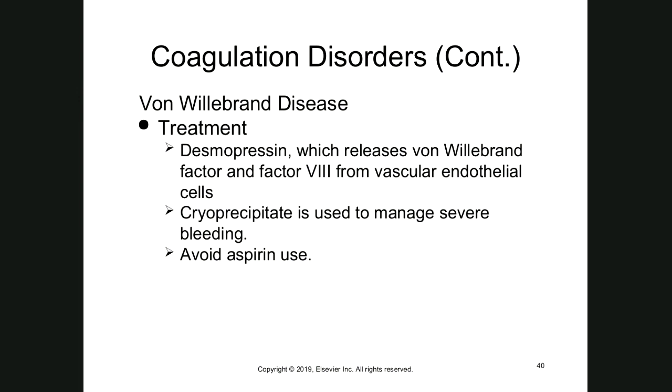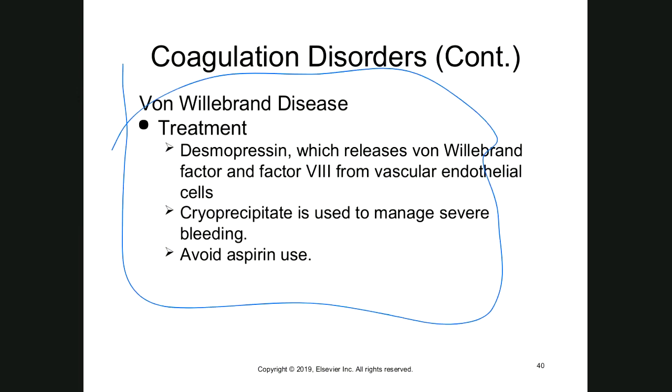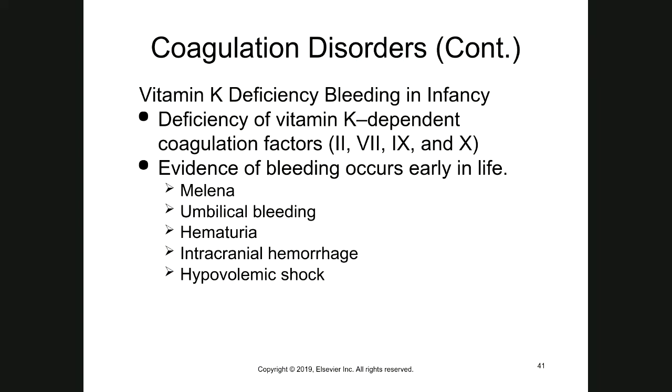Again, this is part of the previous one too. The treatment I like to use over there is desmopressin, which releases von Willebrand factor and factor 8 from the vascular endothelial cells. Cryoprecipitate is used to manage severe bleeding. That's why this person should avoid aspirin, because obviously aspirin is a blood thinner. Careful with this one, it is part of the previous one in the multiple choice. Moving on.